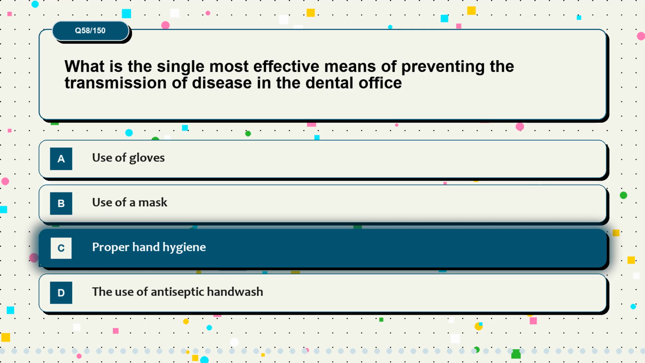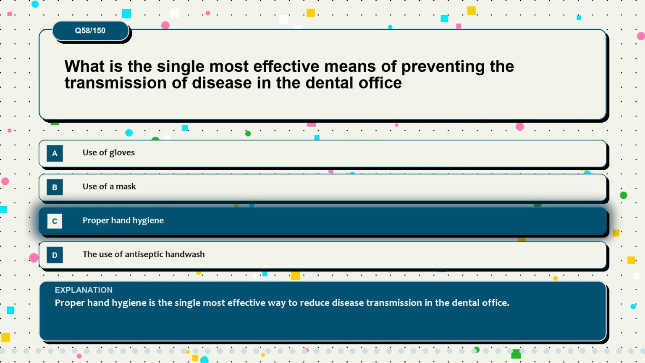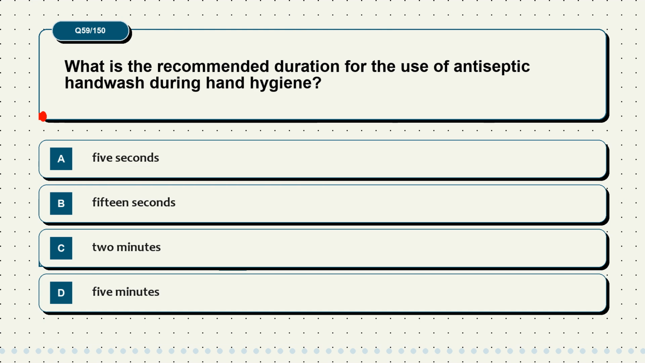The correct answer is option C, proper hand hygiene. Proper hand hygiene is the single most effective way to reduce disease transmission in the dental office. Question 59. What is the recommended duration for the use of antiseptic hand wash during hand hygiene?